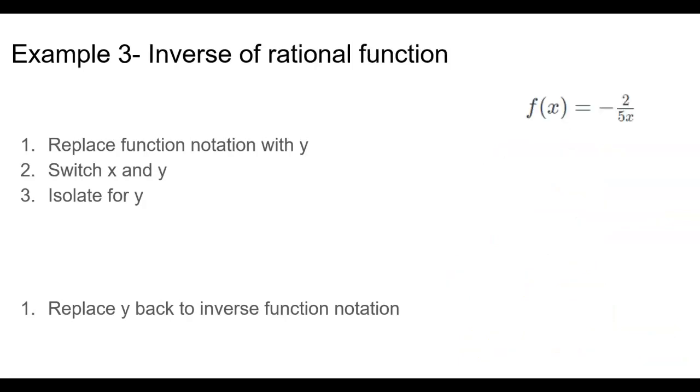So now we have an x in the denominator. So first step is to rewrite it with a y. I'm going to keep my -2 in the denominator because that's easier for me. Switching my x and my y. Now I need to think about what I need to do to get my y by itself.